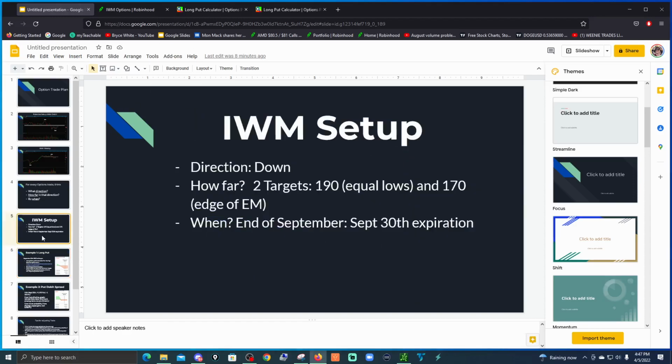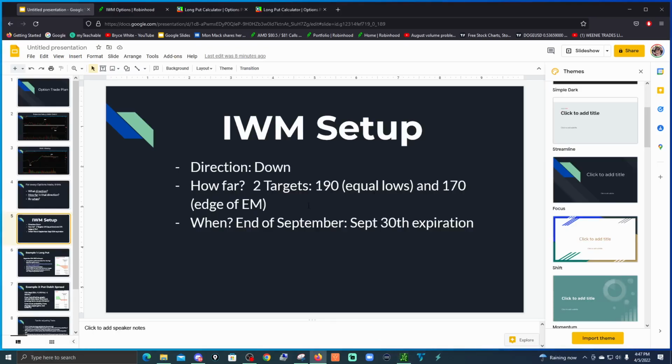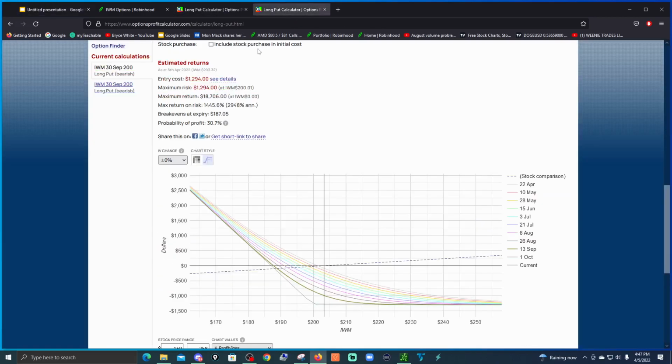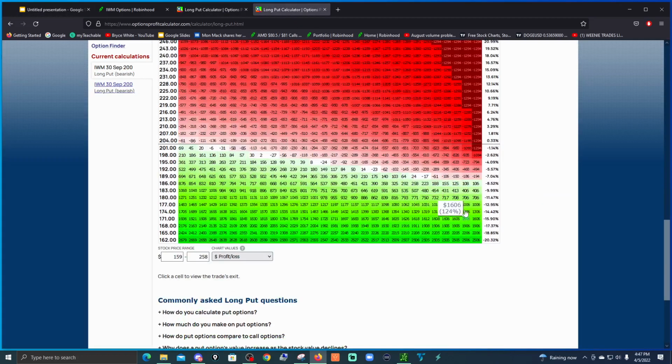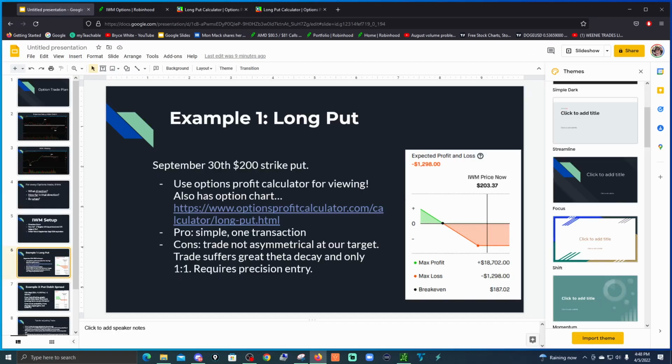And we talked about targets on the IWM, 190, which is equal lows. So that'd be represented right here. And then 170, which would be kind of a lower low on the IWM. And if we take a look at the options profit calculator, if we go for that kind of one-to-one risk to reward, if it takes a while to do it by expiration date, you're only making $1,300 and you're risking that premium, $1,300. So basically the pros are that it's super simple to just buy a put, but the cons are you might not get exactly the type of risk to reward that you're looking for, and there's just a better way to do it.